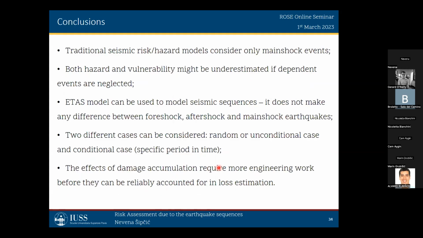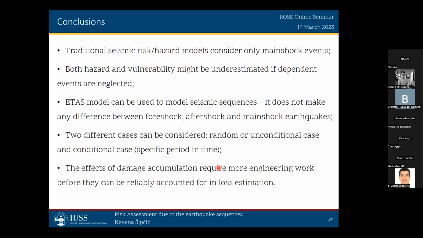So as a conclusion, traditional seismic models consider only main shock events, and this can cause an underestimation in both the hazard and the vulnerability parts. To model the seismic sequences, we can use the IUSS model, which does not make any difference between the foreshock, aftershock, and main shock earthquakes. We can consider two cases: the random case, where we look at the average year of seismicity, or unconditional case, and the conditional case, where we look at a specific period in time.